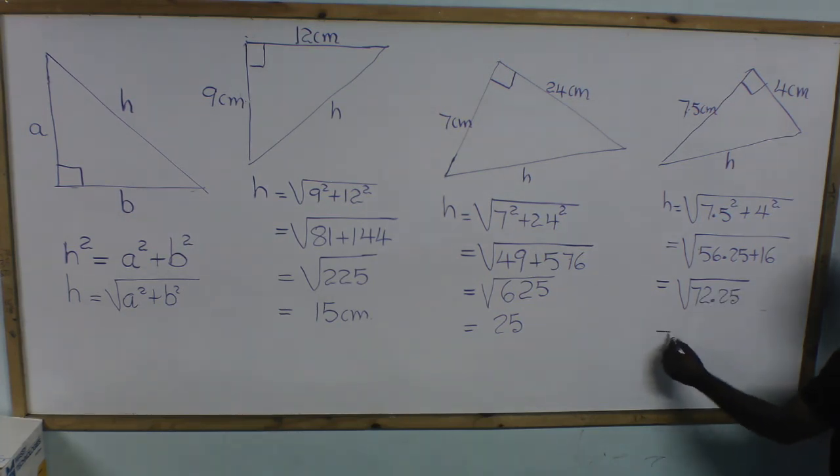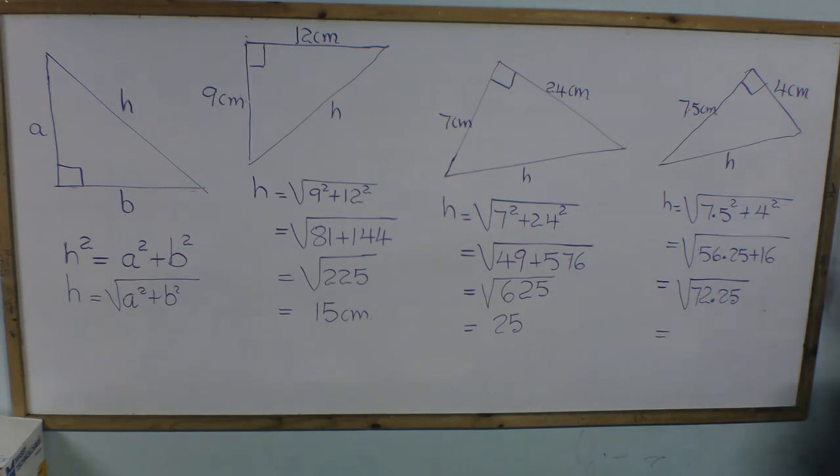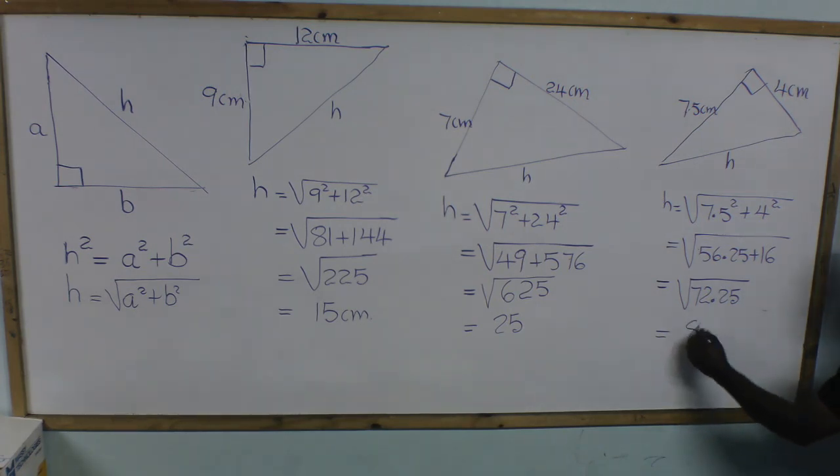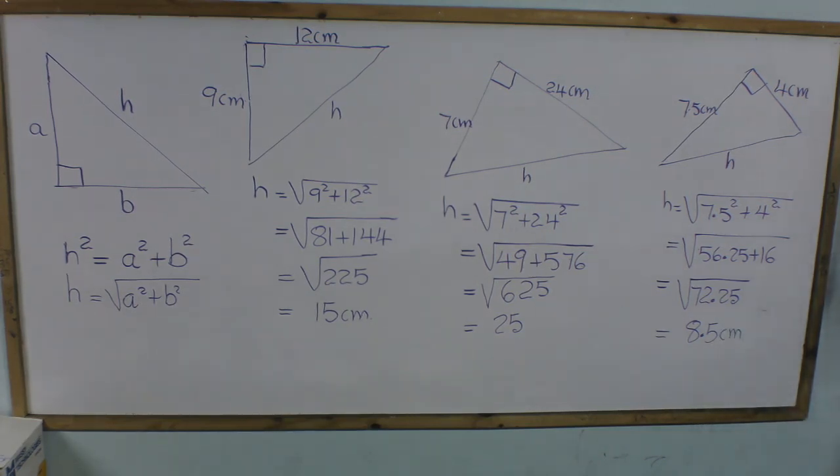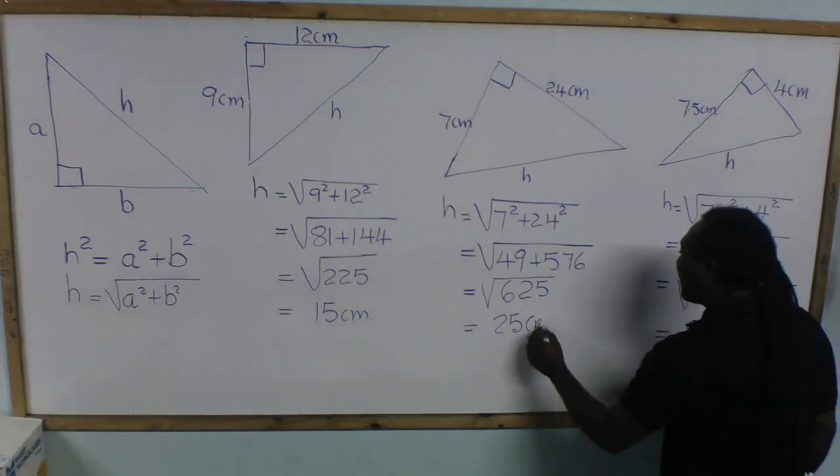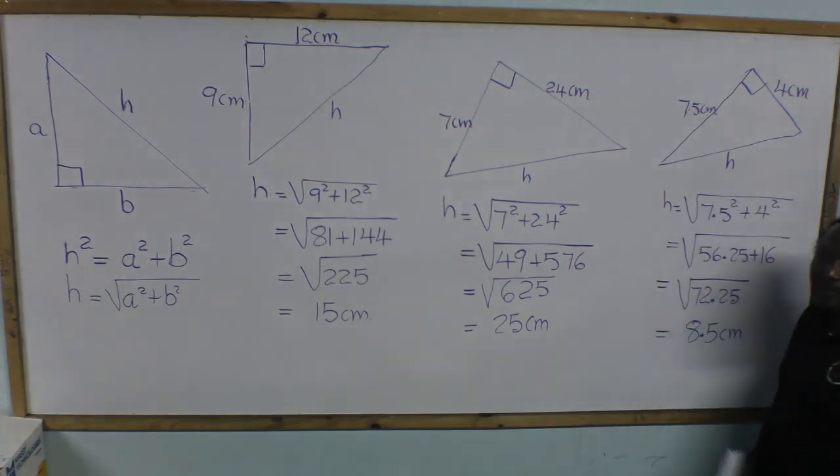72.25. And the square root of that turns out to be 8.5 centimeters. And centimeters for this one too.